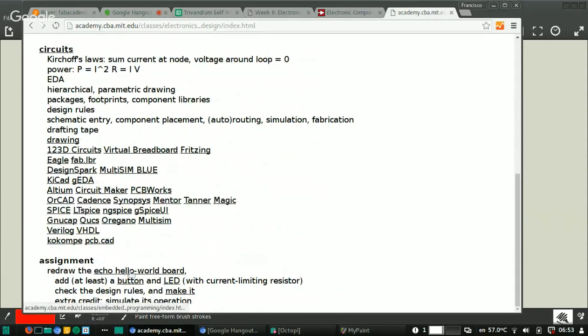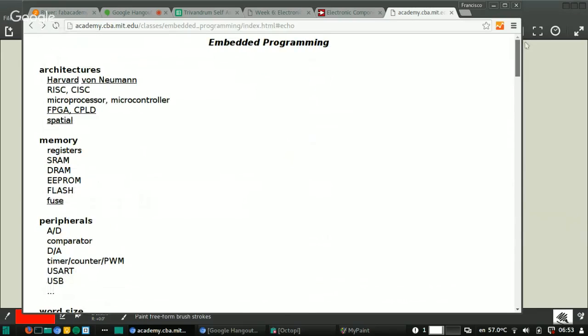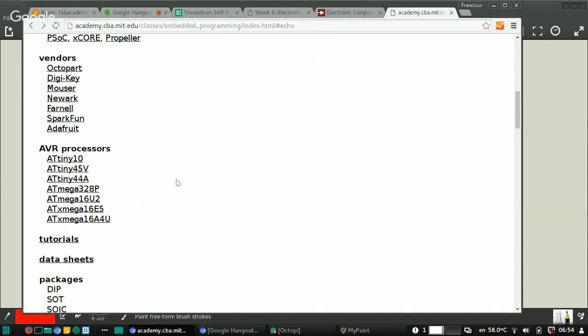Without the Echo Hello World? Yes. That's from the embedded programming week. Is this the Hello World? Yes. This is the one I put on my web page as well. So what is the question? You don't need to do all of this because this is for embedded programming week. You will cover all of this in the programming week. So then you don't have to.